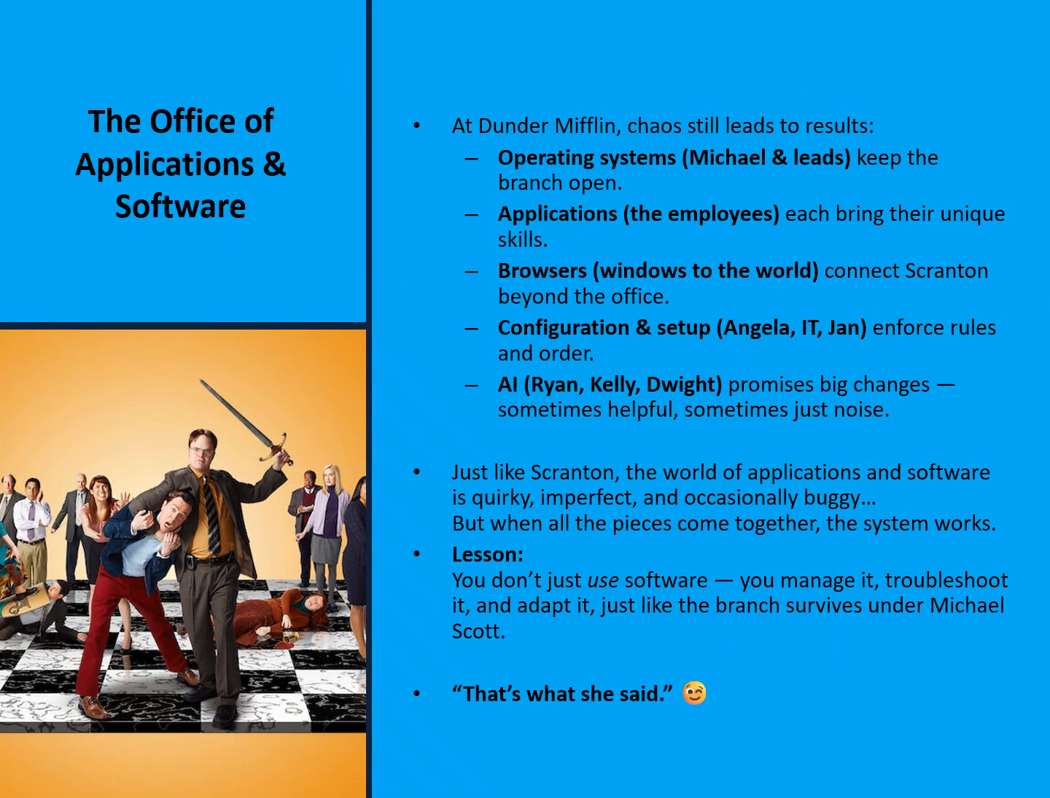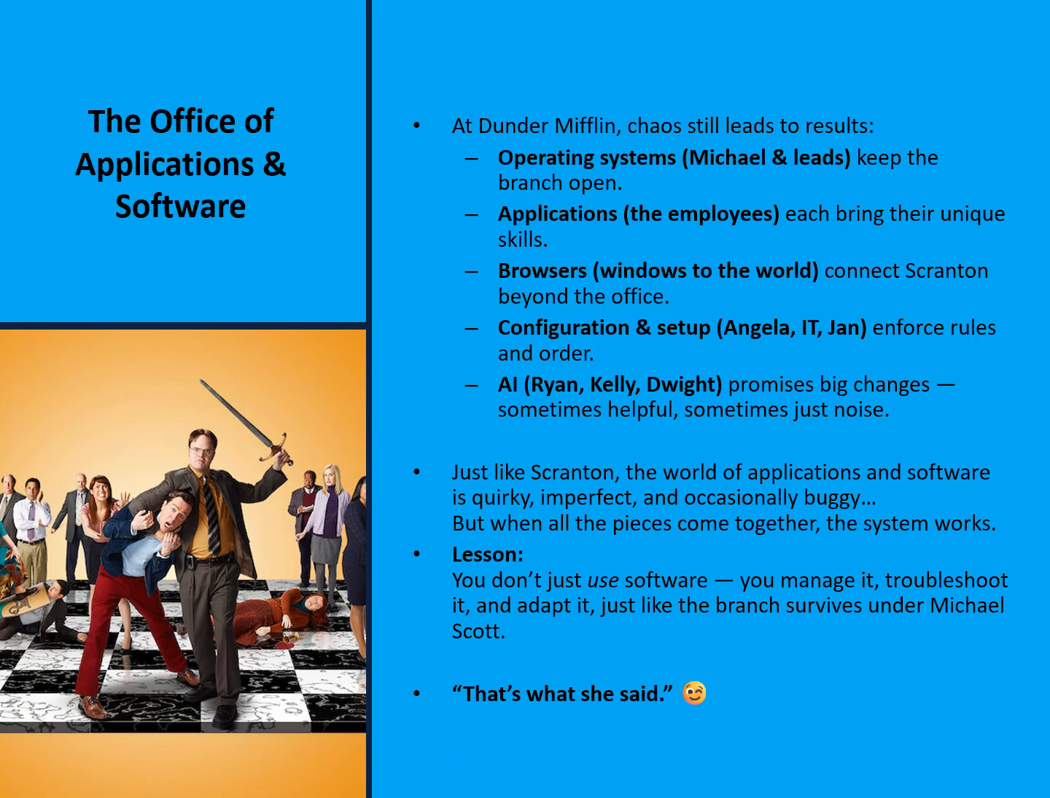Okay, so wrapping 3.0 up, at Dunder Mifflin, chaos somehow still leads to results. The operating system, Michael, and the team leads keeps the branch open. The applications are the employees, each with their unique skills. Browsers are the windows connecting Scranton to the outside world. Configuration and setup are Angela, IT, and Jan enforcing rules.